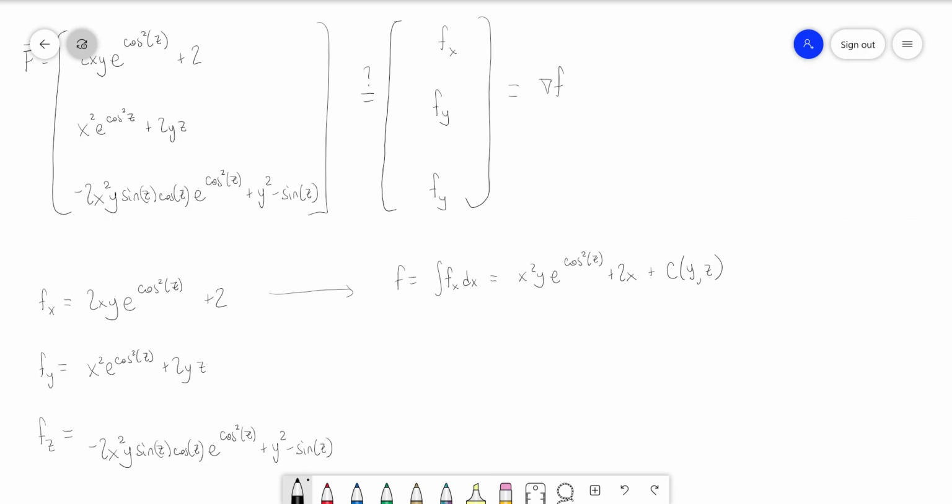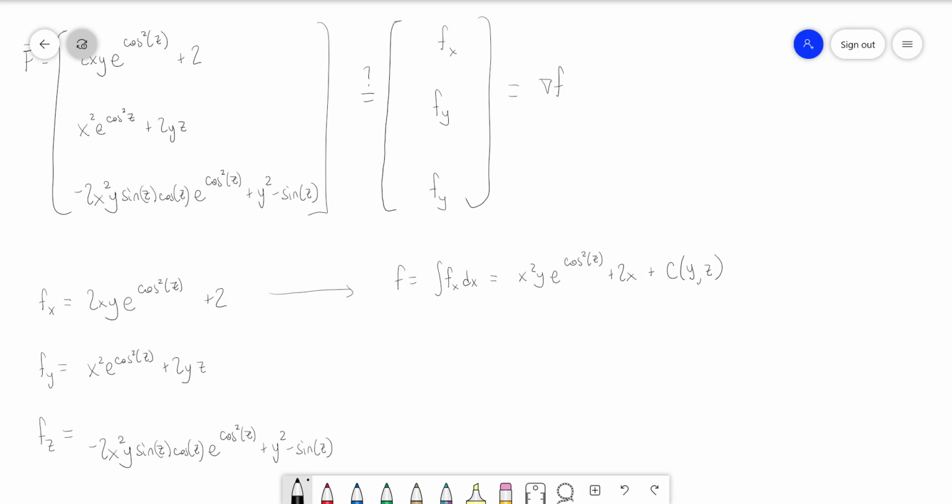So this is our function little f, but we haven't figured it out entirely. We haven't solved for it yet in the sense that we have this function of y and z, which is still unknown. So to try to figure out what this could be, we need to make use of these other equations.